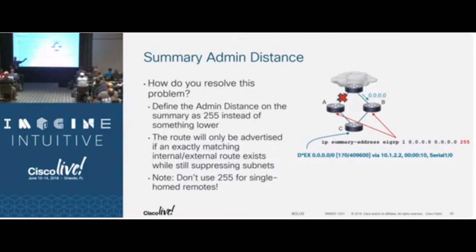Well, the default route may be gone, but the rest of the company isn't. And you don't want to lose the connectivity with that one. That's why we don't want to use the administrative distance of 255 with single-homed locations.